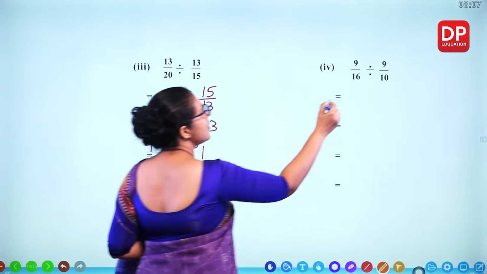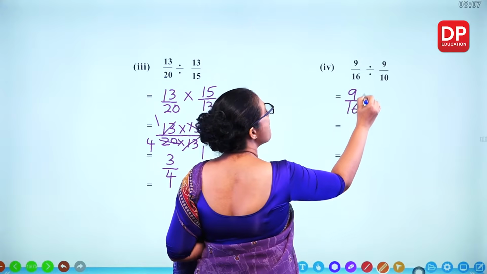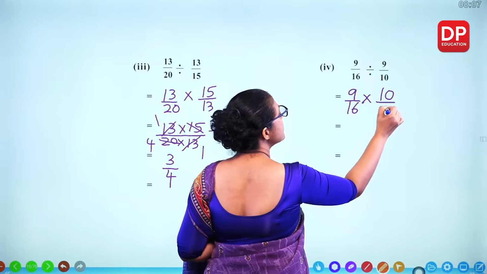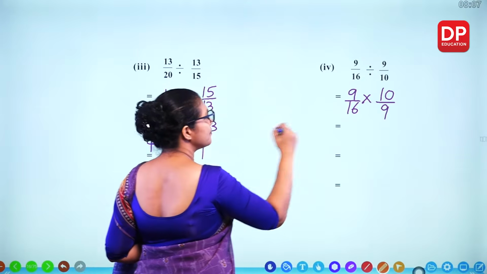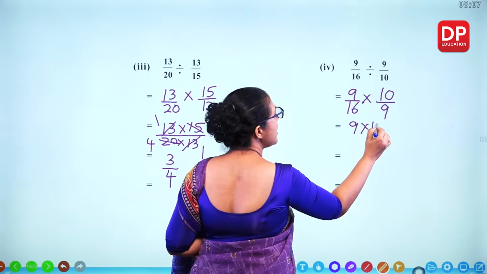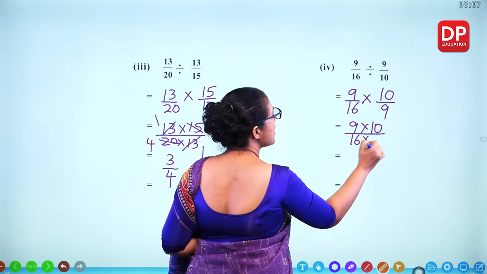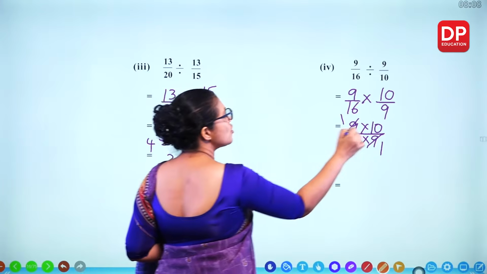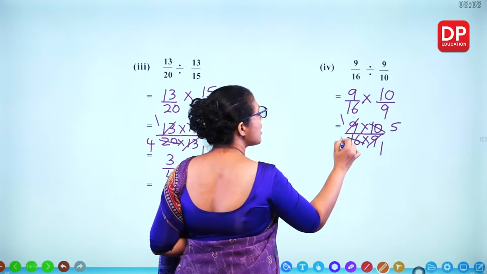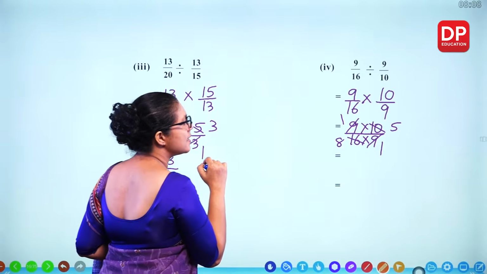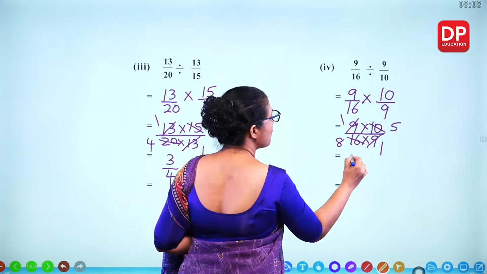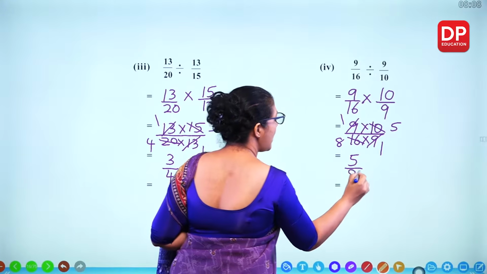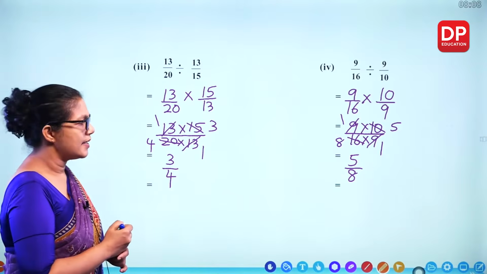This one, 9 over 16 multiplied by its reciprocal, 10 over 9. 9 times 10, 16 times 9. So 9 times 1 and 1 here. 2 times 5, 2 times 8. So what's the value? 1 times 5, 5. 8 times 1, 8. So 5 over 8.